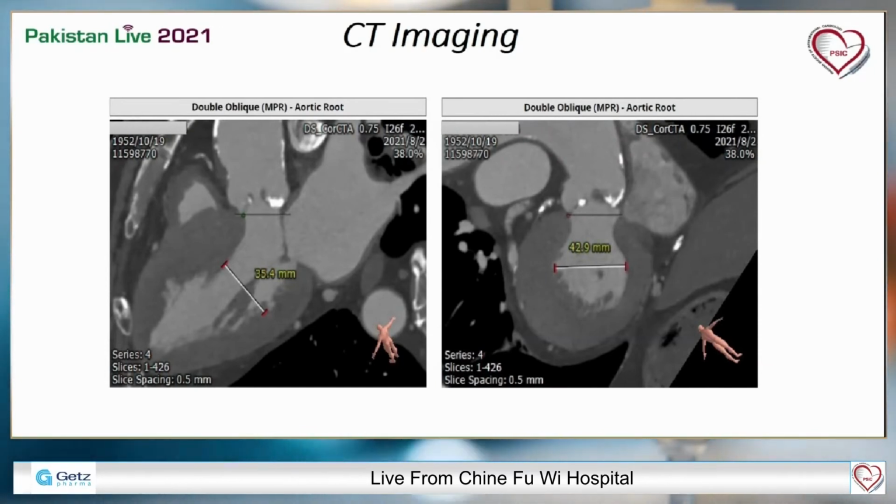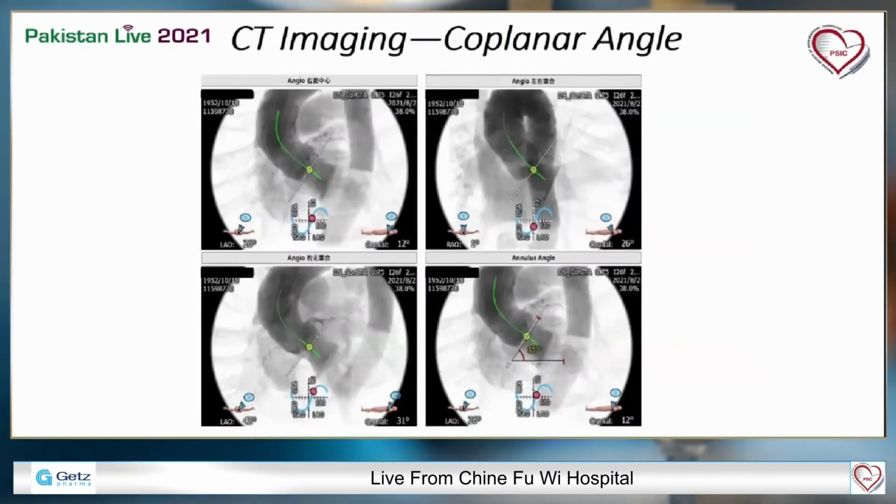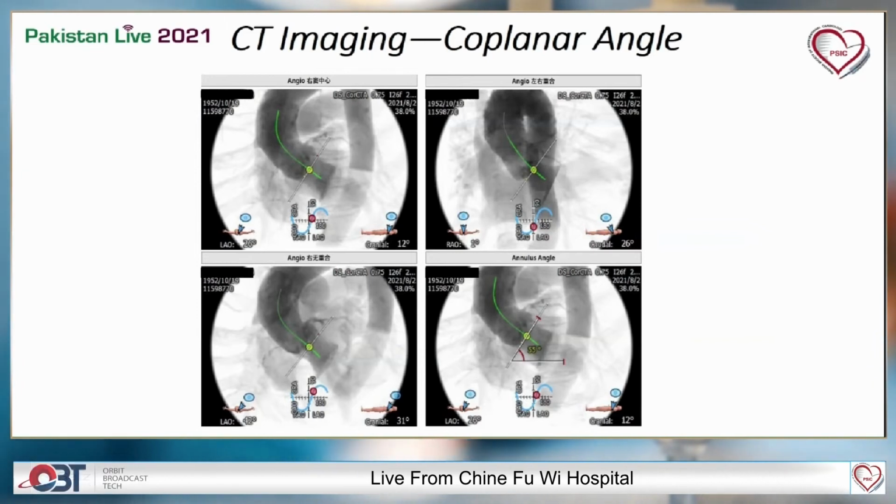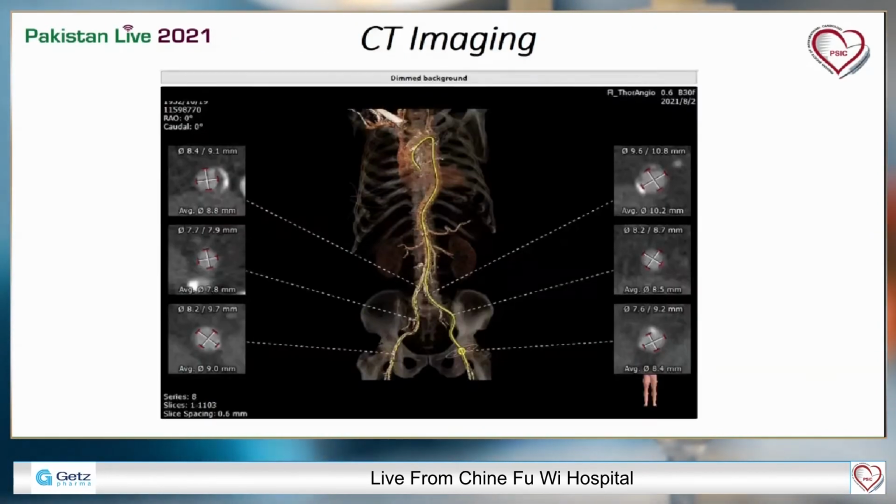Then the left ventricle, we can see it's not very small. Also, the left ventricle wall is a little thickened. Next, for the curve angle, we can see the annulus angle is about 55. It's a little horizontal. Also, the right and left sinus degree is suitable for the TAVR process.